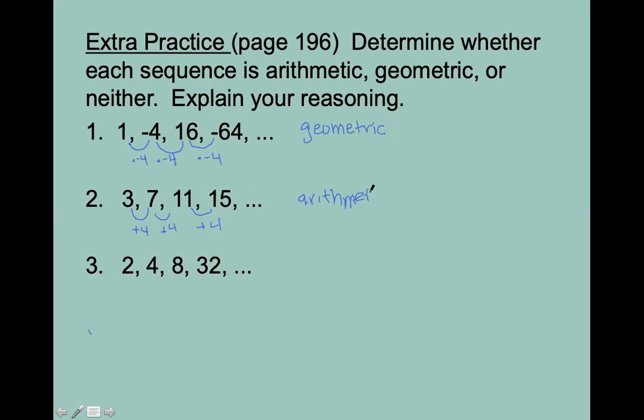All right, let's look at our last one. Some nice writing there. All right, 2 to 4. Looks like we're multiplying by 2 there. 4 to 8. Multiplying by 2. 8 to 32. Not multiplying by 2. All right, let's see if we're adding. 2 plus 2 is 4. Nope. So it doesn't look like the same number each time. So I'm going to say this one is neither, because there's nothing I can add to get the next term, and there's nothing I can multiply by to get the next term. So this one would be neither.